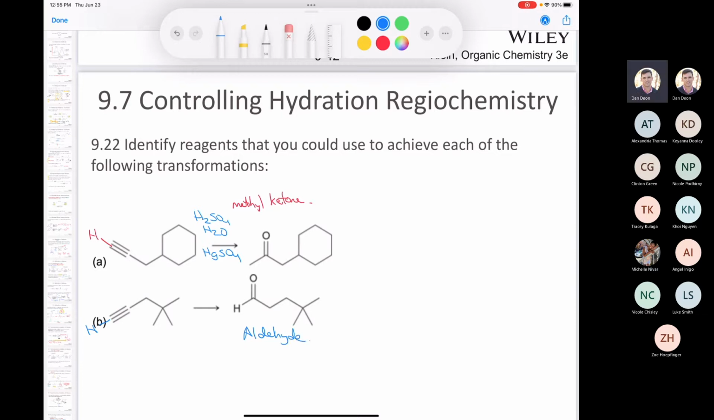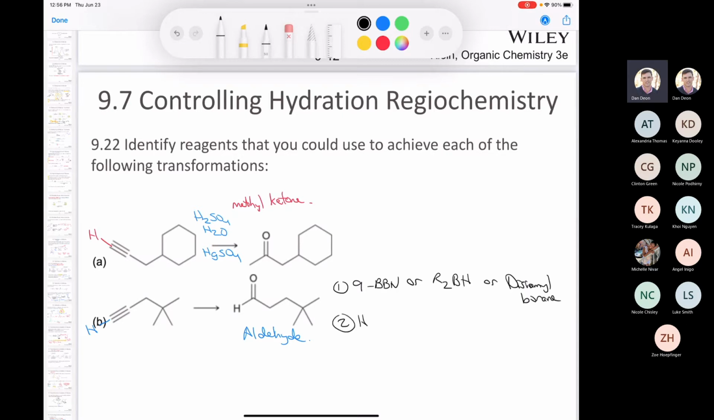So this is an anti-Markovnikov addition of water across the triple bond. For step one, you could use 9-BBN. You could use R2BH, or you could put dicyclohexylborane. Either one of those works.